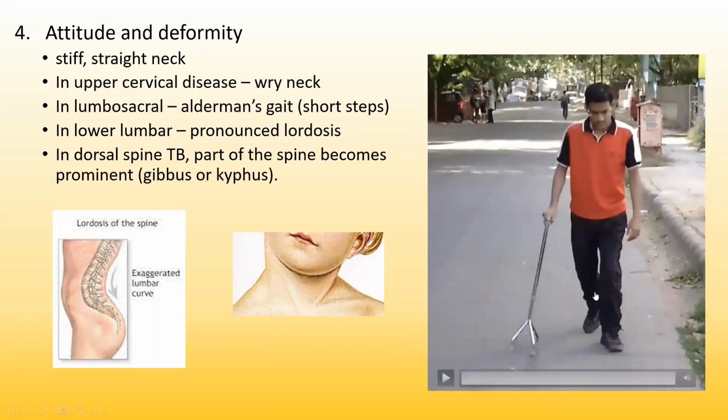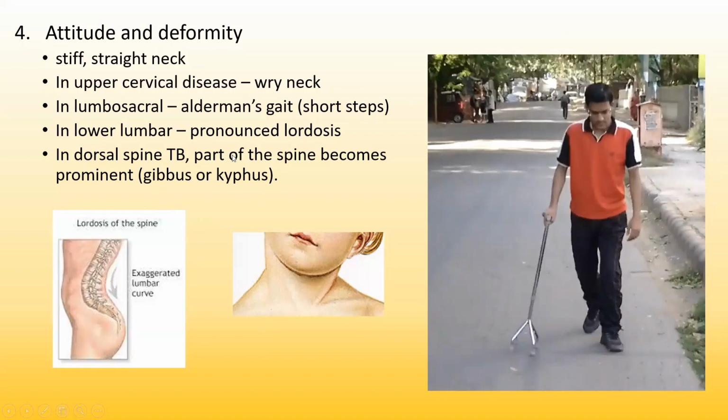As you can see, the patient was taking short steps. Actually, this patient recovered 1 month after the TB, so he's a bit recovered. That's why he's taking some long steps, but Alderman's gait is very short steps. In lower lumbar, pronounced lordosis. This lordosis is an exaggerated lumbar curve. This is the lumbar curve.